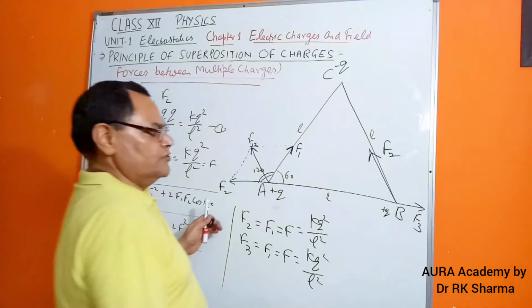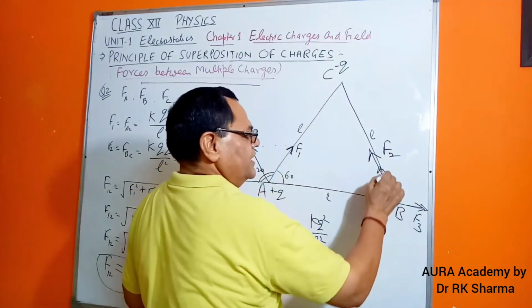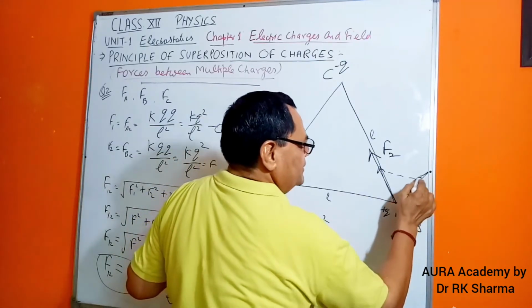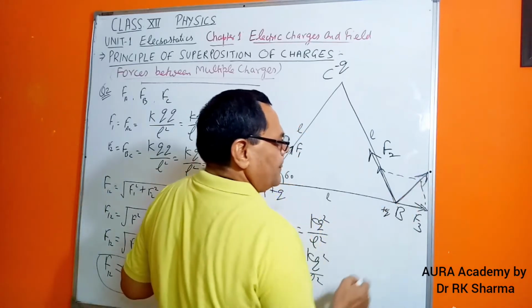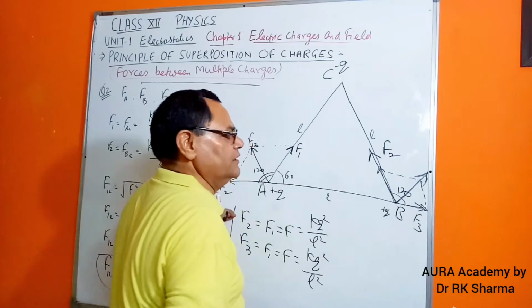Clear? So how to proceed again? So this angle, this force this way and this force is acting this way. So again you will apply the law of parallelogram of vectors, so ultimately the force will be like this. So we will find out again, and here the angle is again 120.